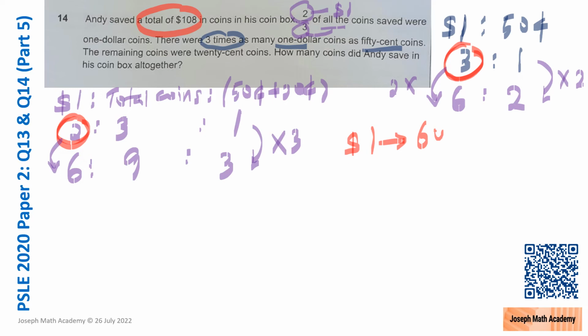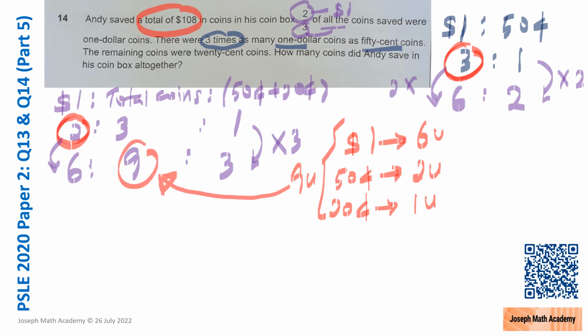The 50 cent coins, we have 2 units. Then the 20 cent coins should be 1 unit. How did I get 1 unit? Because the total has to be 9 units here. The total must be 9 units. So $1 coin 6 units, 50 cent coins 2 units, that would be 8 already. So 20 cent must be 1 unit, the remaining 1 unit. Okay? Alright, now let's get the value.